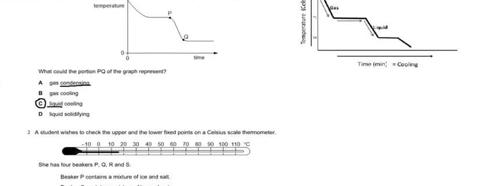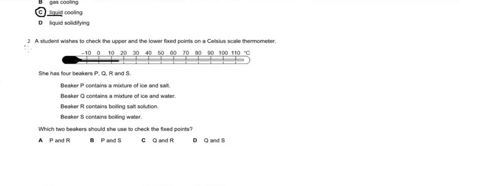Now the second problem. A student wishes to check the upper and the lower fixed points on the Celsius scale thermometer. You can see this is a thermometer. She has four beakers P, Q, R, S. Beaker P contains a mixture of ice and salt. Beaker Q contains a mixture of ice and water. Beaker R contains boiling salt solution, and beaker S contains boiling water.